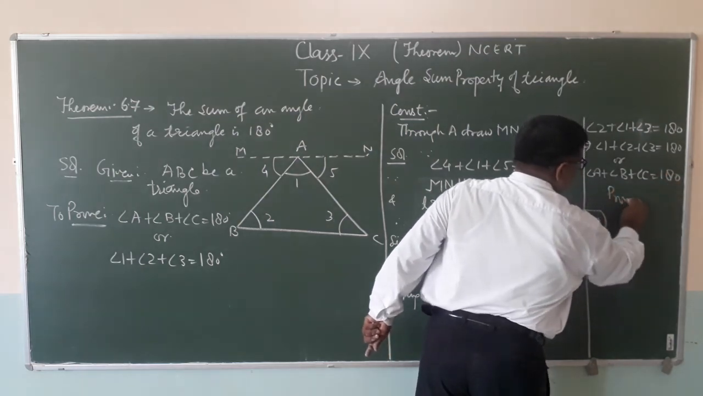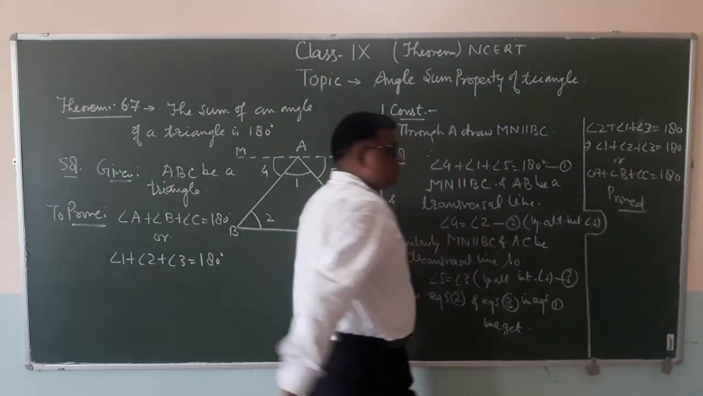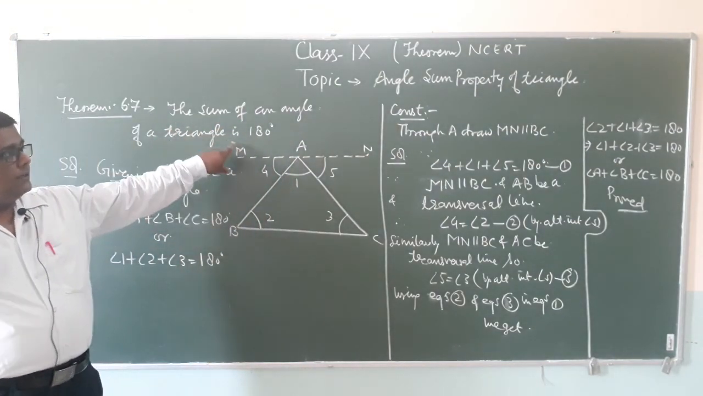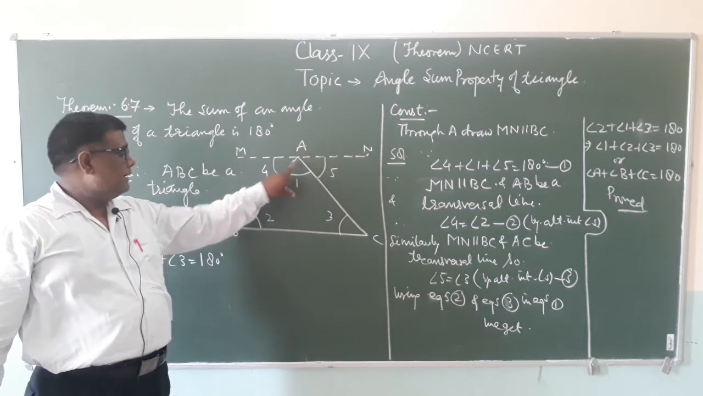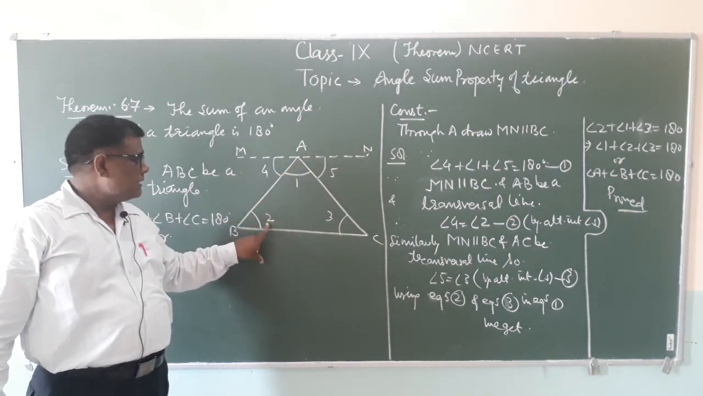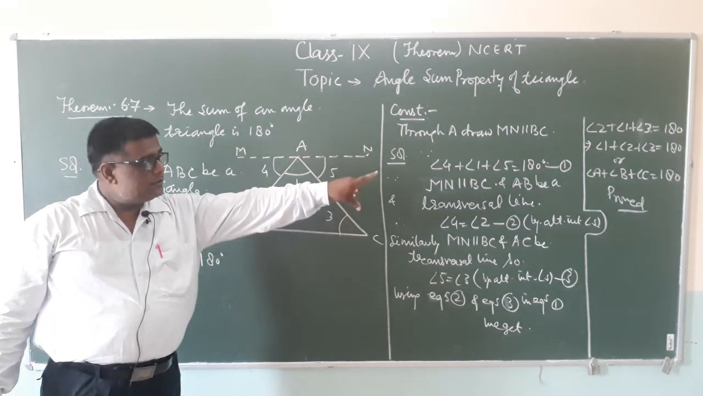This is our proof. So we can prove this: the sum of the angles of a triangle is 180 degrees. So we have proved angle A plus angle B plus angle C is 180 degrees, or angle 1 plus angle 2 plus angle 3 is 180 degrees.